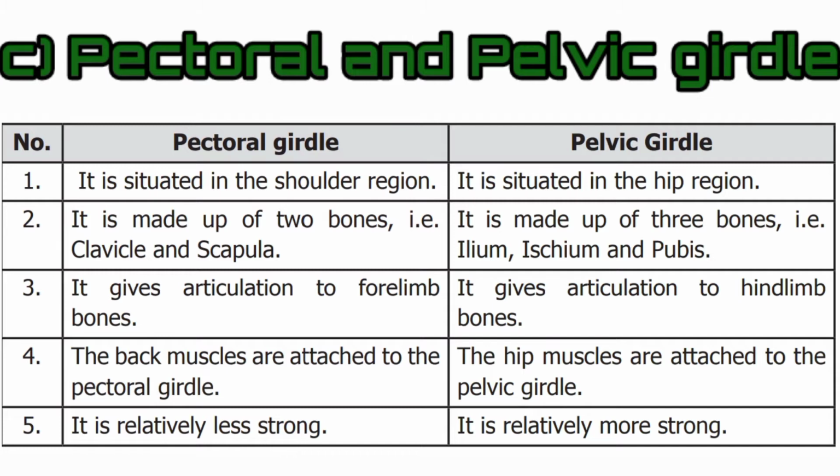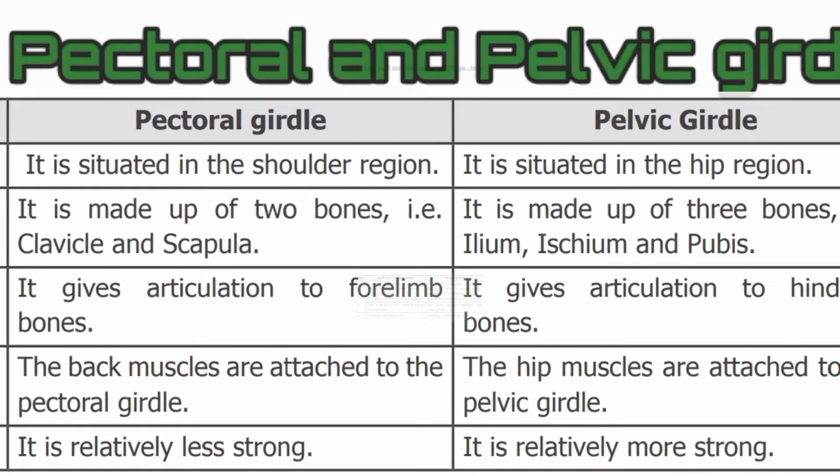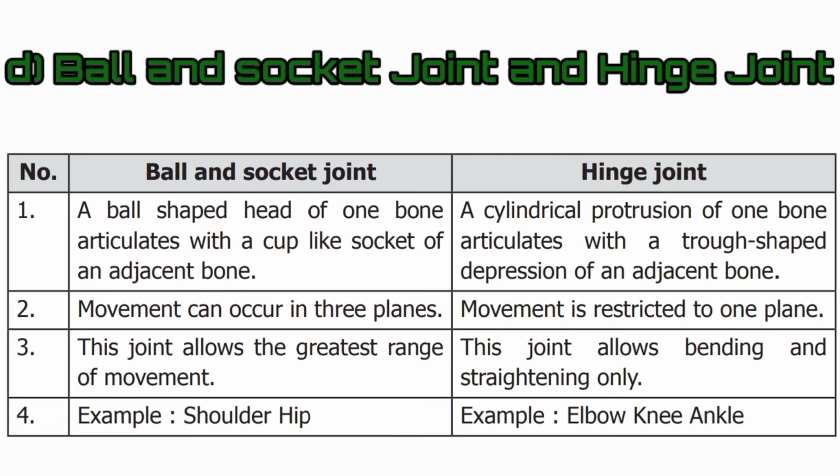Pectoral girdle, the back muscles are attached to the pectoral girdle. Pelvic girdle, the hip muscles are attached to the pelvic girdle. Pectoral girdle, it is relatively less strong. Pelvic girdle, it is relatively more strong. Ball and socket joint and hinge joint.